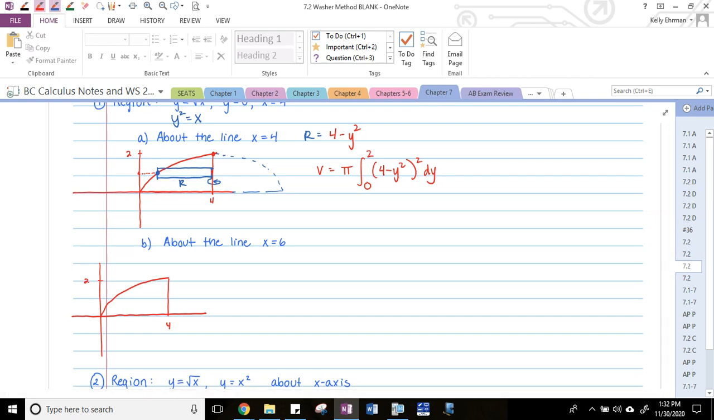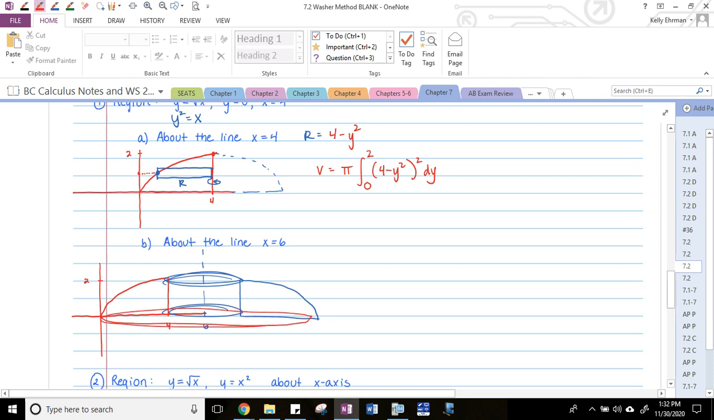Okay, but we're not rotating around 4. We're rotating around 6. So we have this little axis of symmetry here. If we reflect this across that line, you get this shape. And then you're going to be rotating it around. So you're going to get this cylinder hole in the middle. But then you're also going to have this huge dome shape on the outside. So it's like a dome with a drilled cylinder going through the center.